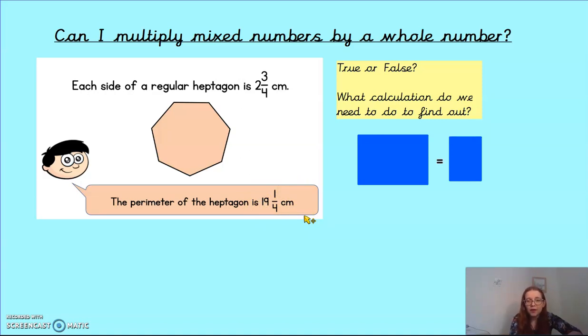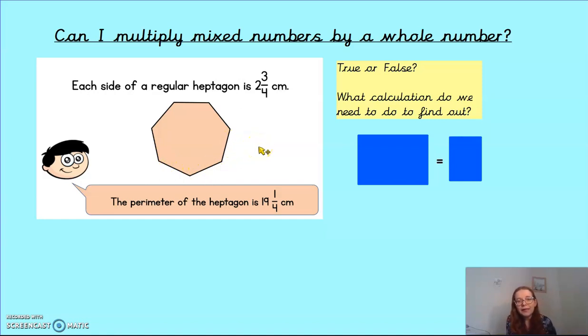So the first thing I'm going to ask myself is answer, prove, explain. How can I work out the answer? What calculation do I need to do? So I've got a heptagon, which I know from my shapes knowledge has got 7 sides. I can count them in case I'm not sure. 1, 2, 3, 4, 5, 6, 7.